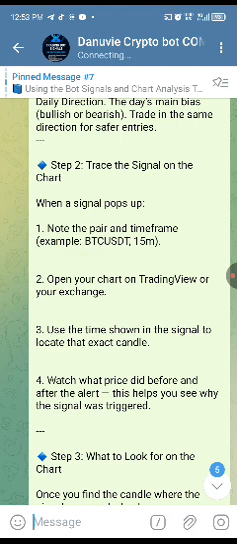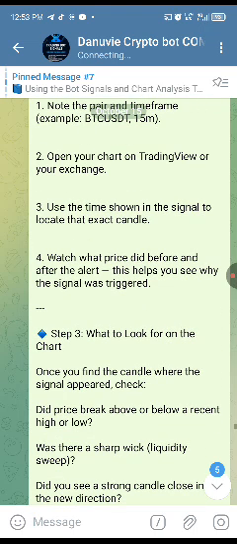It uses 3 time frames actually. It uses 15 minutes, it uses 4 hour, and it uses 30 minutes. So the next one is open your chart on TradingView or your exchange. Then use the time shown in the signal to locate that exact candle.